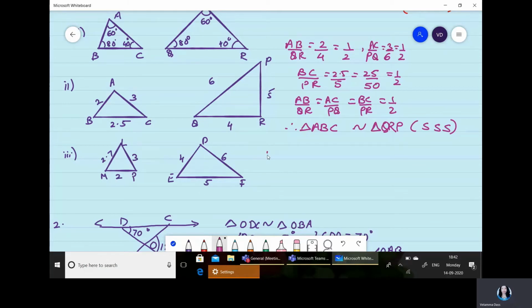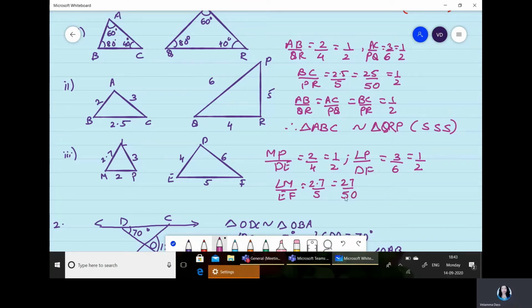So in this case, to write this step, we can write MP, that is 2, and DE, that is 4. That is 2 upon 4 will give me half. Similarly, if I take the next side, that is LP upon DF, we get 3 upon 6, again half. The next one, we have LM upon EF. When we take, it is 2.7 upon 5. So when I remove the point, I get 27 upon 50, which cannot be converted into half.